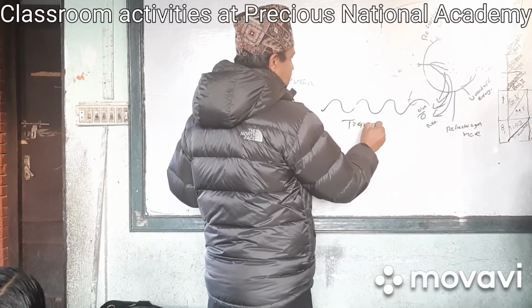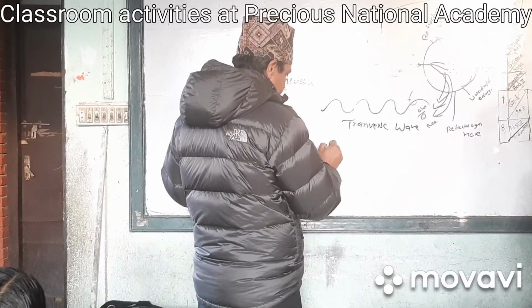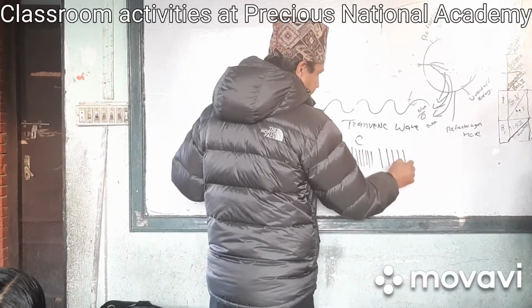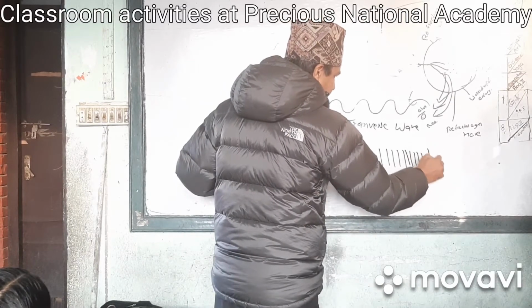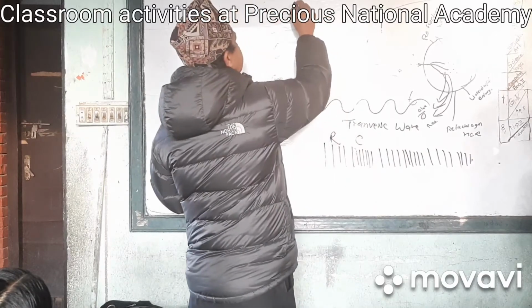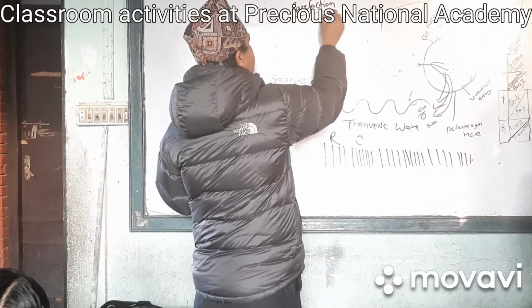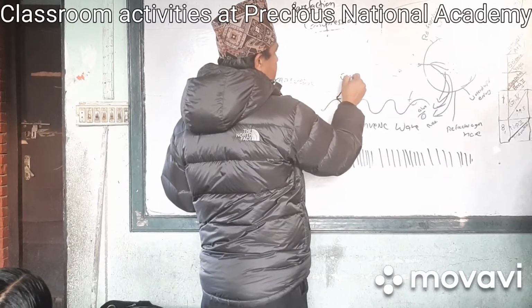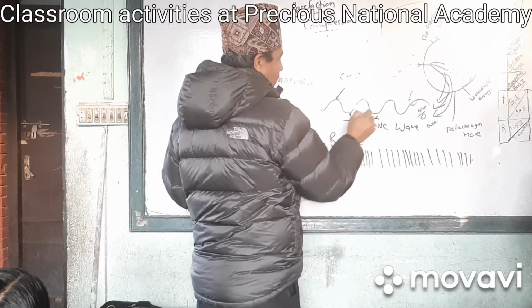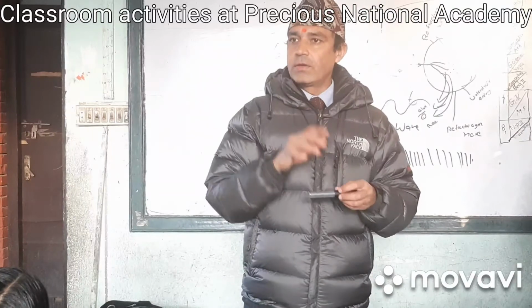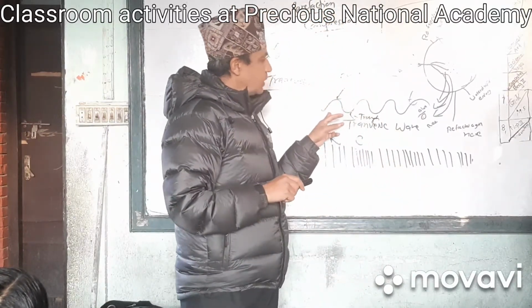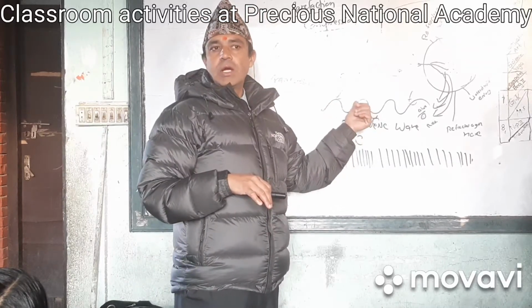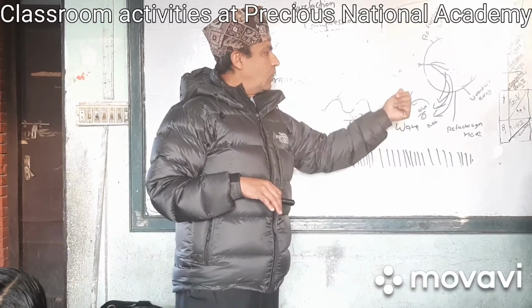Transverse wave. Next one, suppose here is rarefaction, and here compression, again rarefaction and compression, again rarefaction, here compression. Rarefaction, R-A-R-E-F-A-C-T-I-O-N, and compression, C-O-M-P-R-E-S-S-I-O-N. The uppermost point is the crest, the lowermost point is the trough. So, what is a transverse wave? The wave in which the particles of the medium vibrate perpendicular to the direction of propagation of the wave.